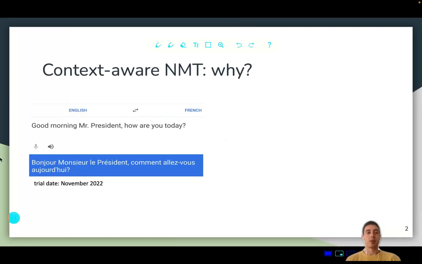Let's start with an example to understand why context-aware neural machine translation is useful. Here I input this English sentence into Google Translate, and I translate it into French. The system correctly translates especially this portion of the sentence that is ambiguous because it can be translated in two different ways according to the formality that we want to convey to our interlocutor. In this case, we're speaking with Mr. President, therefore the highest formality is needed, and the system makes the good translation.